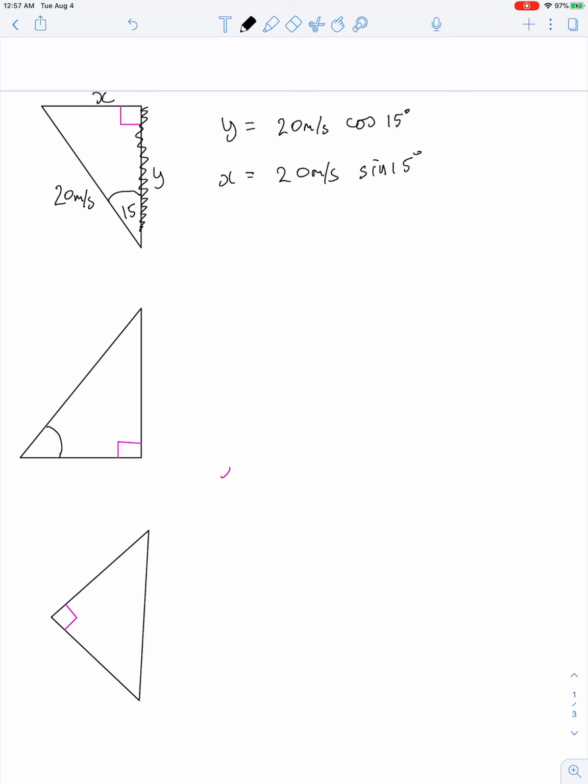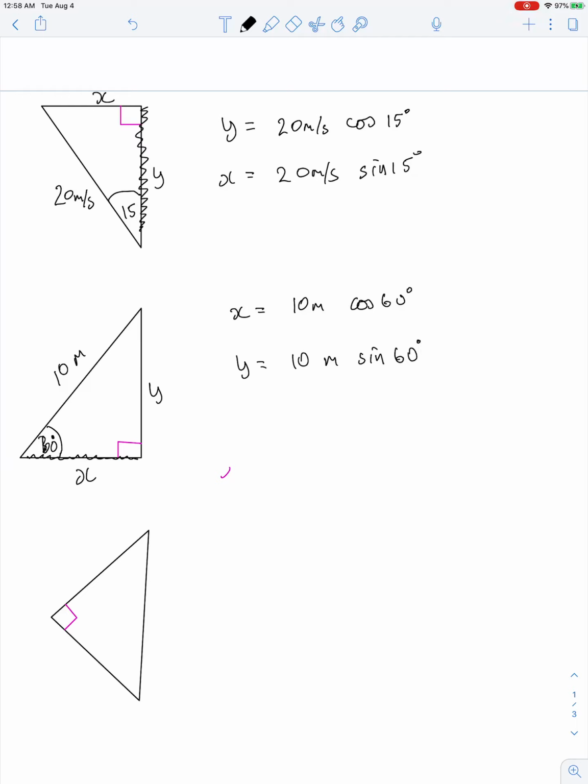Let's see another one. Let's call this 60 degrees. And let's give this 10 meters, whatever. The units don't matter. This would be my X and this would be my Y. So once again, I look for which side is my adjacent. It would be X because it's touching the 60. So X would be equal to 10 meters cosine of 60 degrees. And Y would simply be equal to 10 meters sine of 60 degrees.